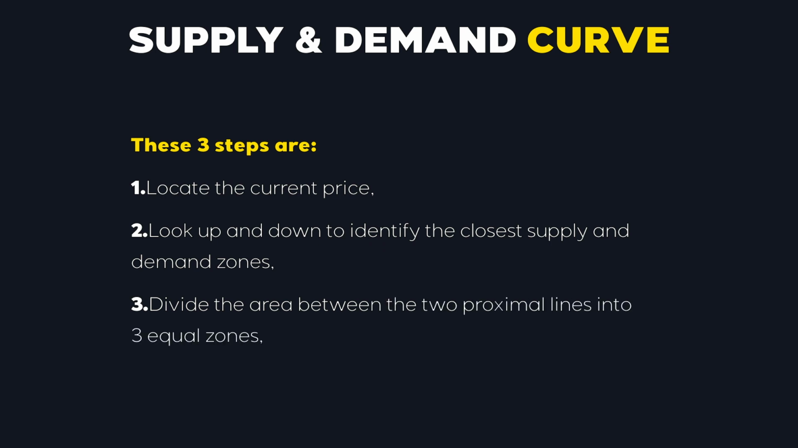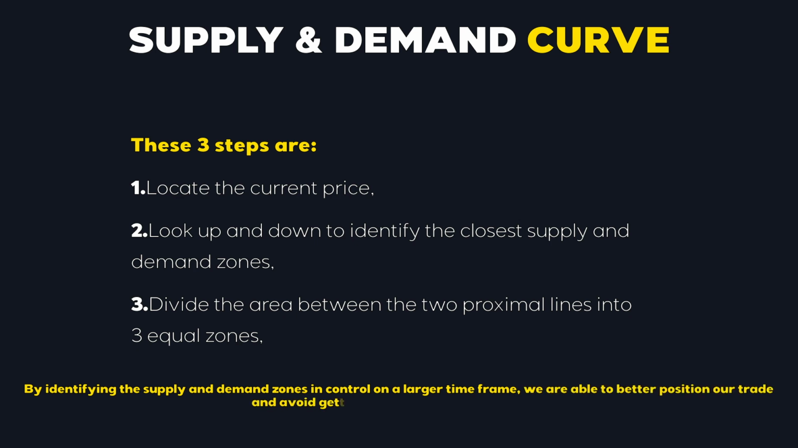The reason why we determine the curve is to avoid buying high and selling low. In other words, buying at a supply zone or selling at a demand zone. This step is crucial when trading Forex using supply and demand. Our goal is to trade with the trend, not against it. By identifying the supply and demand zones and control on a larger time frame, we are able to better position our trade and avoid getting stopped out of a good trade.